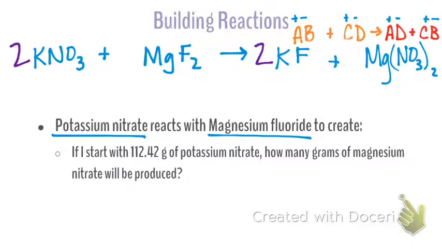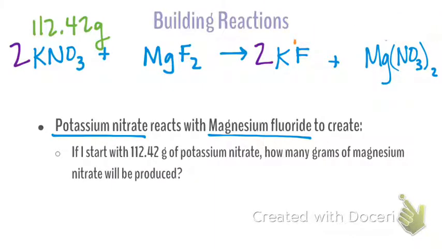If 112.42 grams of potassium nitrate, if I start with that much, how many grams of magnesium nitrate will be produced? Okay? So let me go up here, and I want to write up here what I'm kind of focusing on. I start with... yeah, that's right. If this was one problem on a test, right, this would be a big one. Okay, if I start with 112.42 grams of potassium nitrate, how many grams of magnesium nitrate will be formed, right?